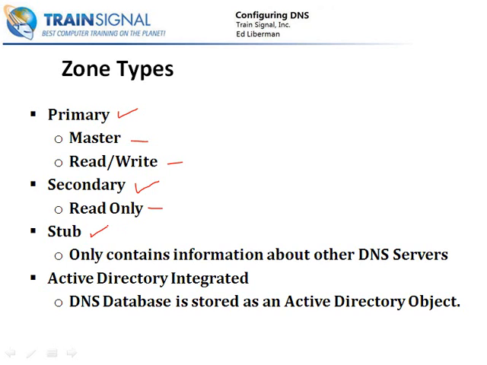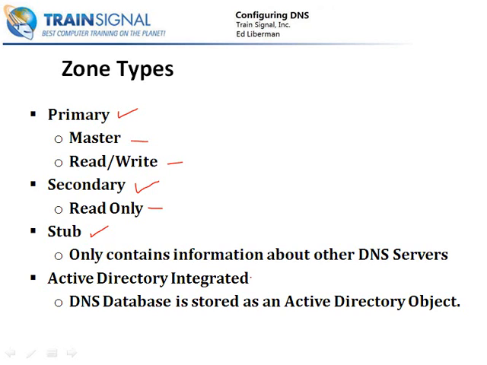Now, another type of zone that we now have is something called a stub zone. A stub zone only contains information about other DNS servers. It doesn't have a full database. Now, a moment ago, I had mentioned delegation, or delegating other servers. We're going to talk a little bit more about those delegates and see how it relates to stub zones in a moment.